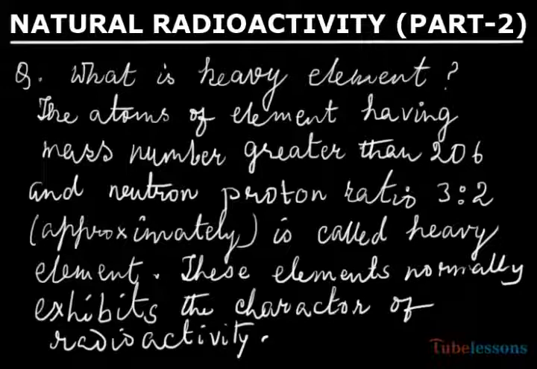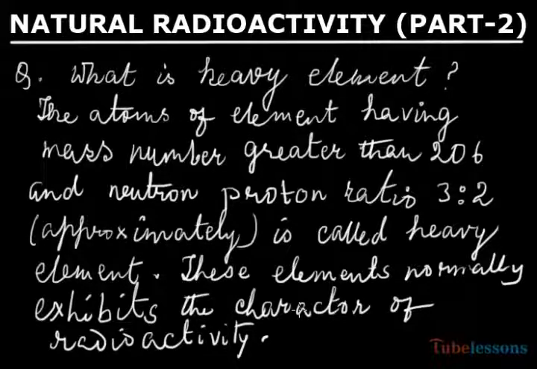In case of ordinary elements, say oxygen 16, 8O16, 8 protons and 8 neutrons are there. Neutron-proton ratio 1:1. Say chlorine 35, 17 protons and 18 neutrons. Neutron-proton ratio is nearly 1:1. But in case of heavy elements, the neutron-proton ratio is 3:2. Now, the second criterion is that its mass number is greater than 206. So these are the heavy elements.